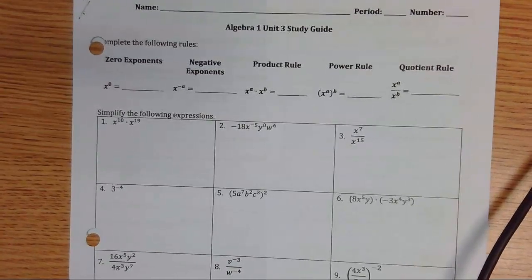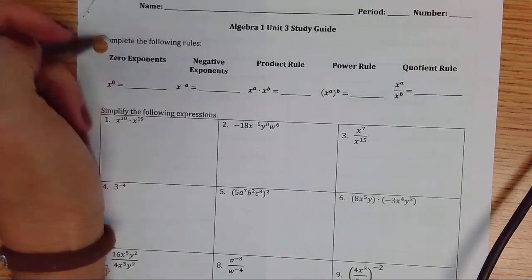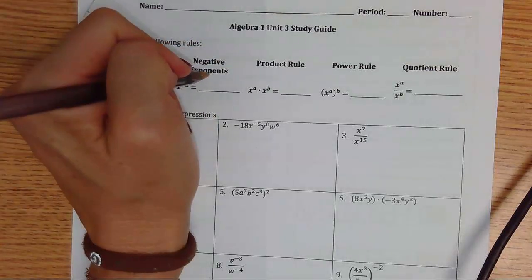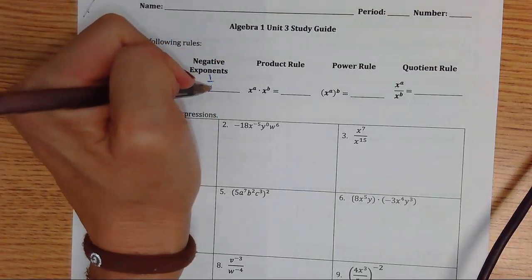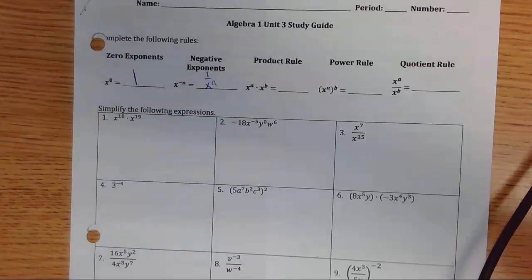I'm going to see if I can autofocus here, and we're just going to write the powers. Rules: anything to the 0 is just going to be 1. Negative exponents, it's going to flip, so it's going to be 1 over x to the a. And yes, that is an a.